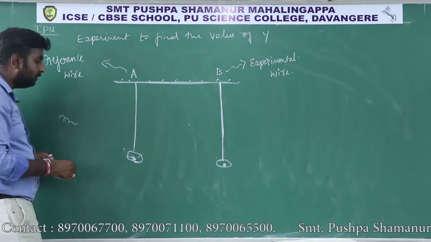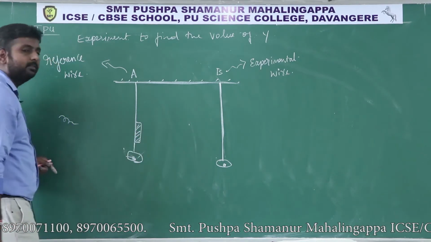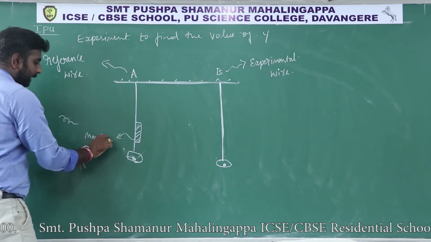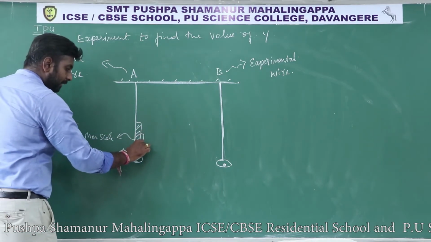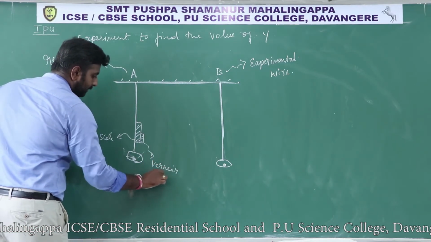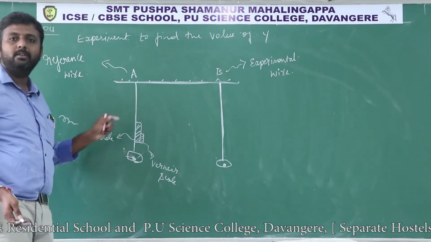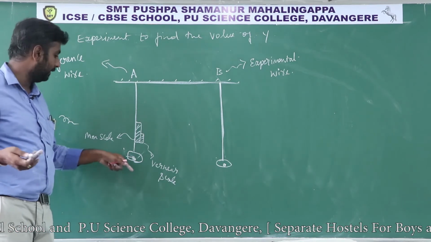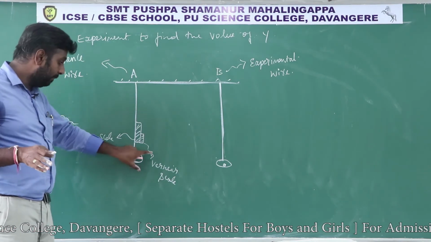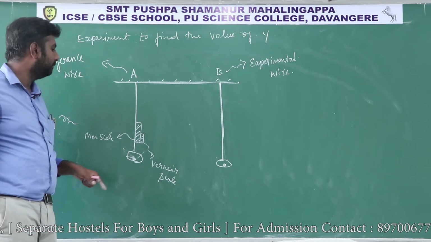And for this reference wire, there is a scale, a millimeter scale. And this reference wire also has another scale called a vernier scale. By using this vernier scale, we can get an accurate value. You will come to know later what is meant by vernier scale. Just listen: by using the vernier scale, the result will be very, very accurate.